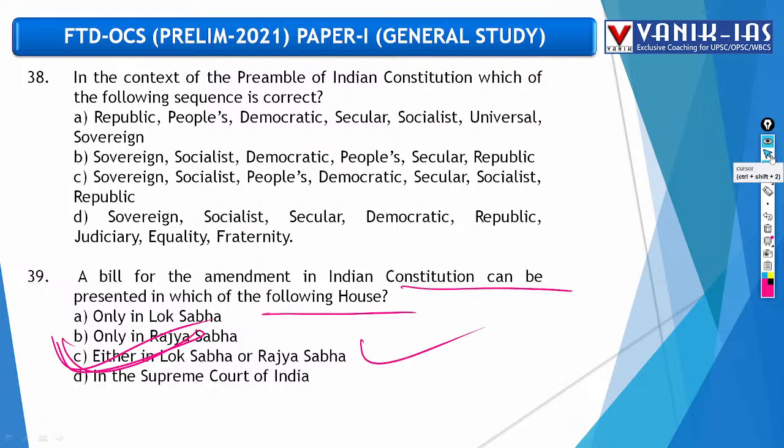We can amend the constitution under article 368, right? Amendment of constitution. That is a basic structure. Basic structure means that cannot be the amending power of constitution. That cannot be amended. Right? Article 368, amending power of constitution. This cannot be changed or amended. The basic structure of the constitution.